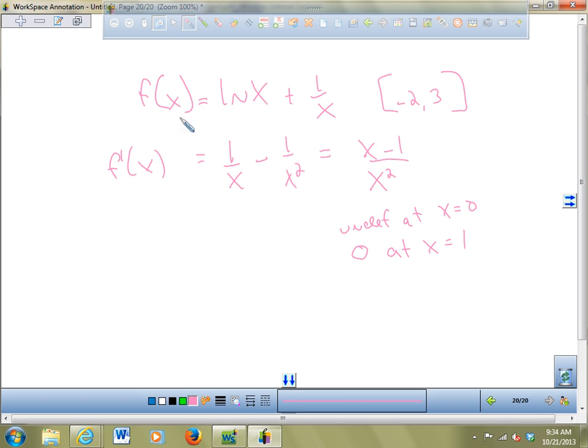So this one is undefined at x equals 0, and it's 0 at x equals what? 1. And so in this case, you would have to check those 2 points to see what you have there. And then at the end, you have to plug in these 2 points and see if I get a number that is higher or lower than those 2 points. If I do, that would be your absolute maximum or absolute minimum.